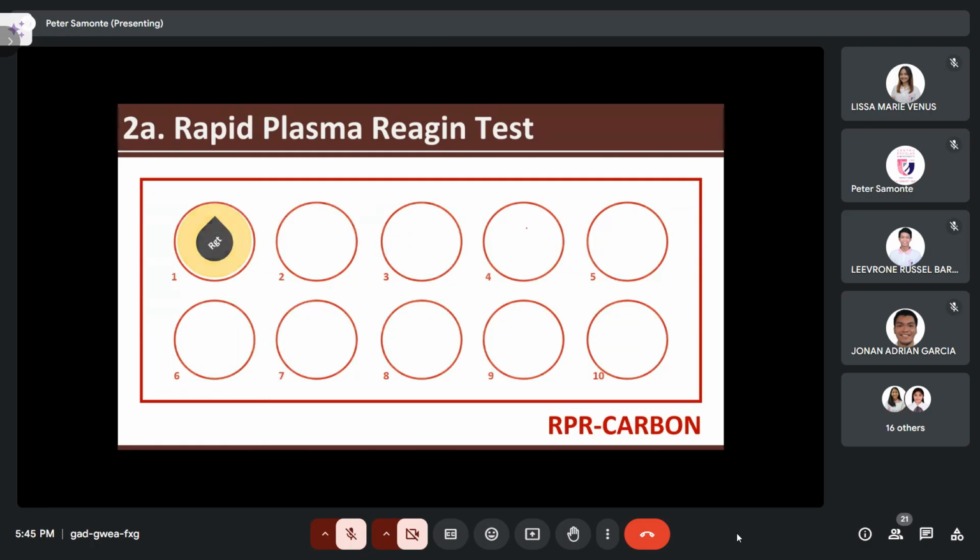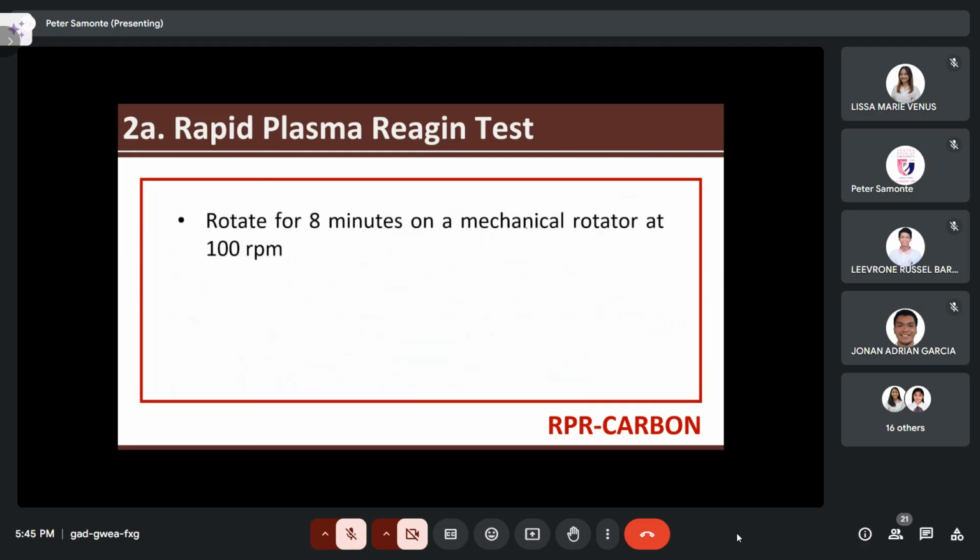After adding the reagent, you rotate it for 8 minutes on a rotator at 100 RPM. Let me repeat: you add your serum, usually 1 drop of serum, class, plus 1 drop of your cardiolipin reagent. After that, you rotate it for 8 minutes on a mechanical rotator at 100 RPM.